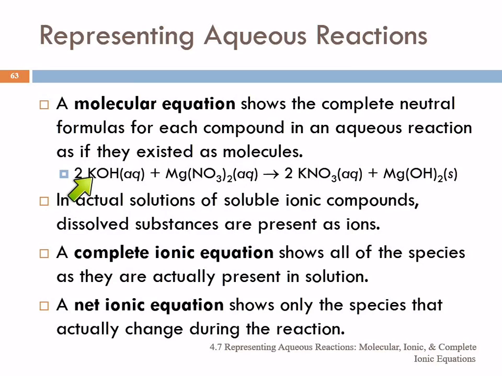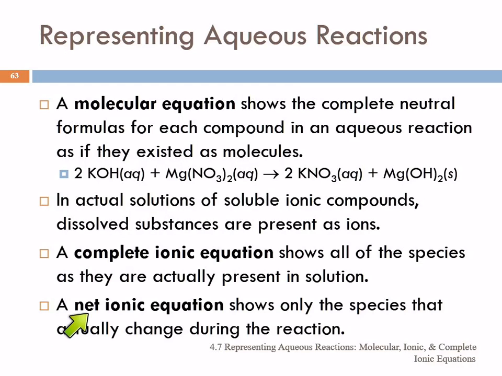So here's an example. Potassium hydroxide and magnesium nitrate are going to react and form potassium nitrate and magnesium hydroxide. The magnesium hydroxide is going to precipitate as a solid, but the ions of potassium nitrate are still going to be separate, moving around in solution. So the complete ionic equation shows all of the species as they're actually present. These aqueous substances are actually separated into ions, and so in the complete ionic equation, we separate them into ions.